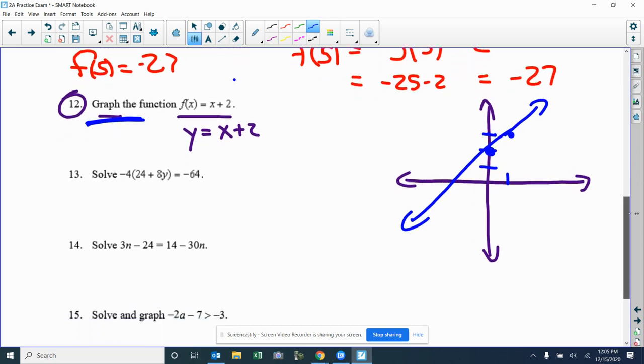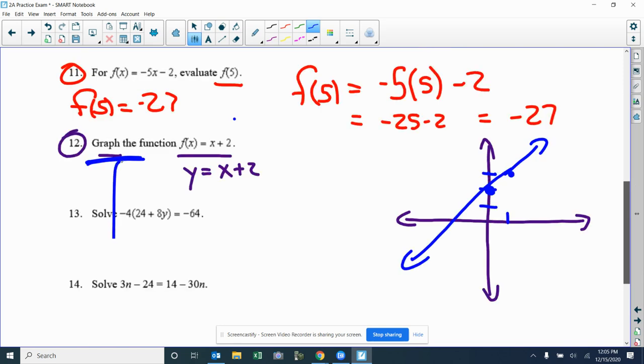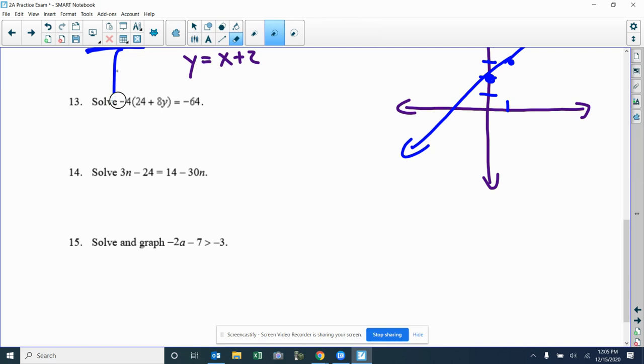Thirteen. Solve. Okay? When you see solve, what are we solving for? We're solving for y. All right, so distribute that 4. Distributing that 4, come back, try that again. We're going to get negative 96.